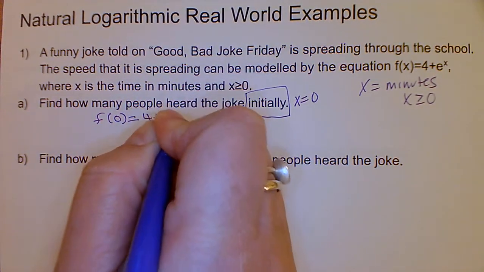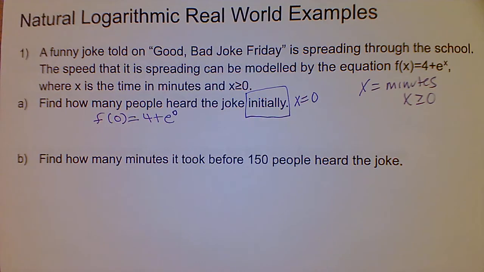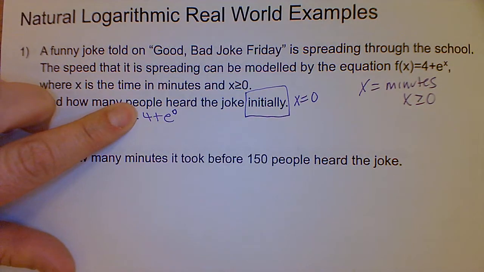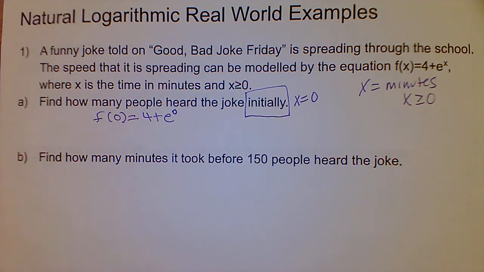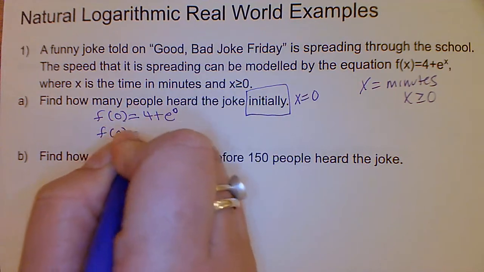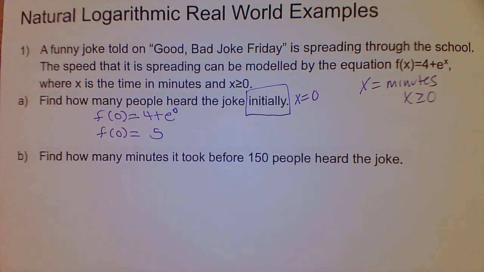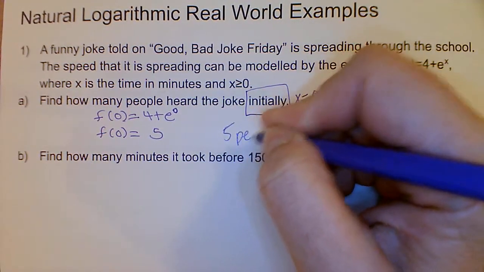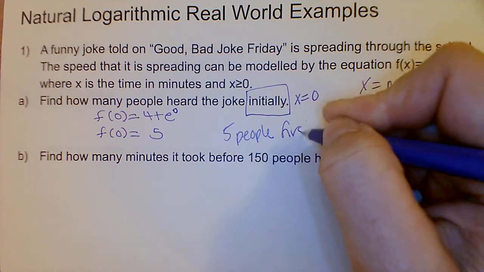4 plus e to the 0. And you can do that in your calculator. You can do 4 plus e to the 0. And when you do 4 plus e to the 0, you are going to get 5. So 5 people first heard the joke.